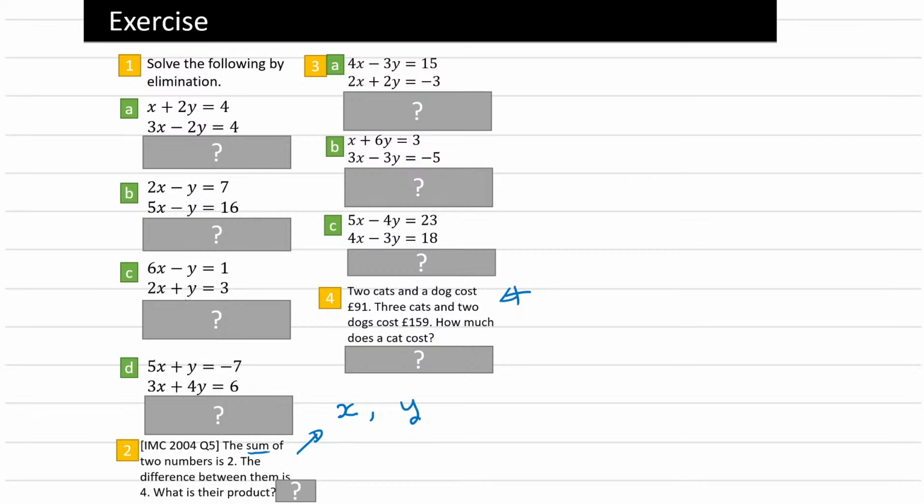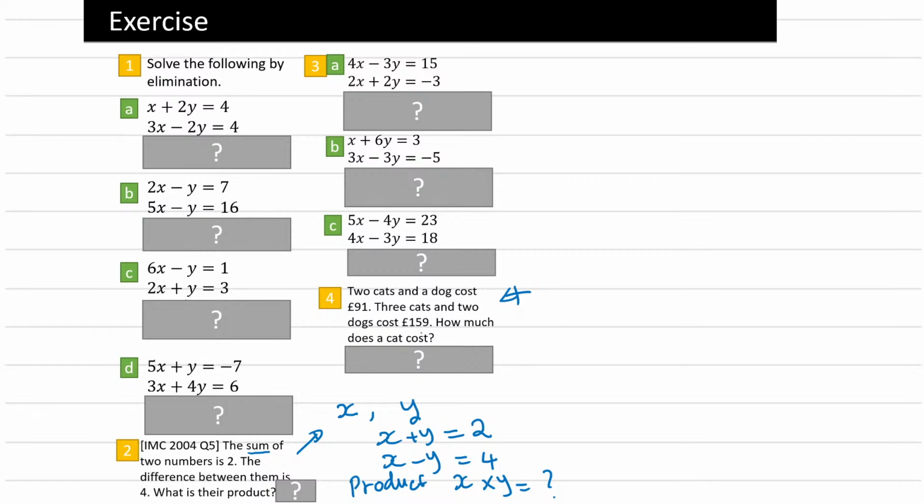The sum means you're adding them. So if I do x plus y, I should get their sum, which is 2. The difference between them, that means if you take away those two numbers, so x minus y, this is going to give you a 4. Okay, what is the product? Product means if you multiply them, x times y equals what? Which means you need to find your x, you need to find your y.